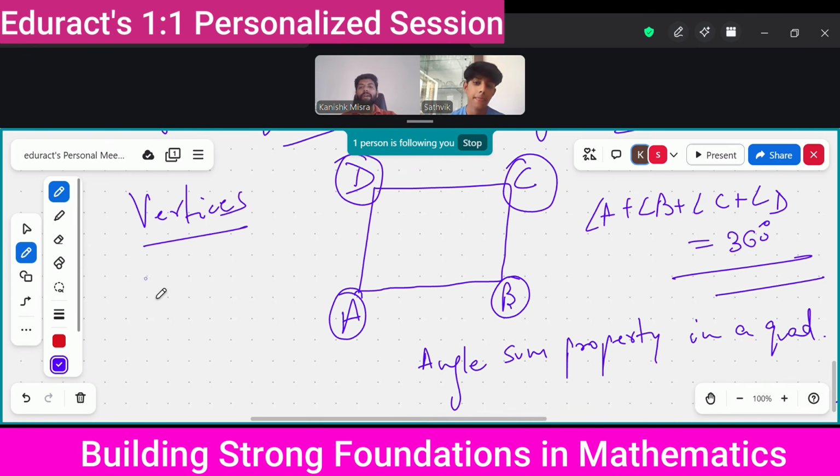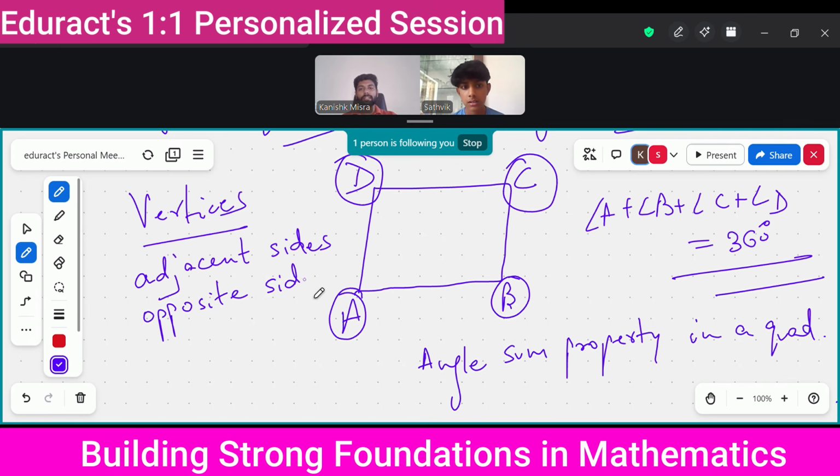What do we mean by adjacent sides? The opposite word is a different thing and the adjacent word is a different thing. Opposite sides are DC and AB, or AD and BC. If we are talking about adjacent sides, they are AD, AB, BC, AB. How do we identify the adjacent side? They would have a common vertex.